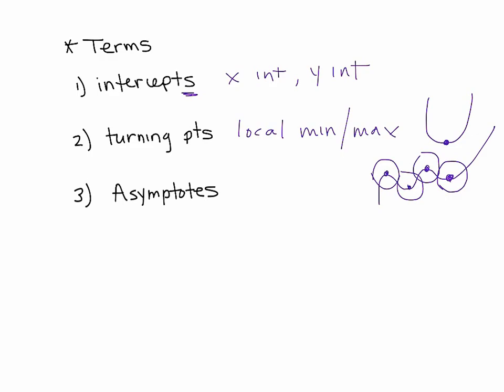Then we have asymptotes. Asymptotes are either the lines or curves that the graph is approaching. So the graph is not going to cross an asymptote depending on where the asymptote is. For example, f of x is equal to 1 over x. The graph is going to approach y equals 0, but it's never going to cross this line. Same idea, it's going to approach x equals 0, but it's never going to cross this line, and it's the same on the other side.